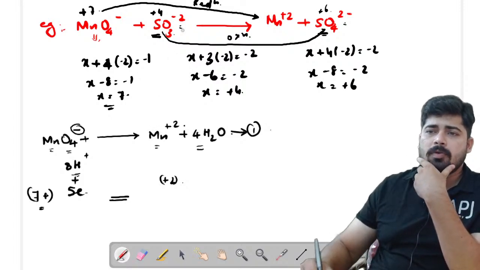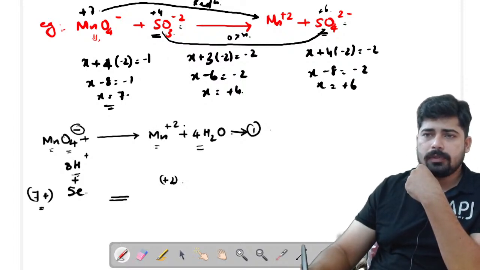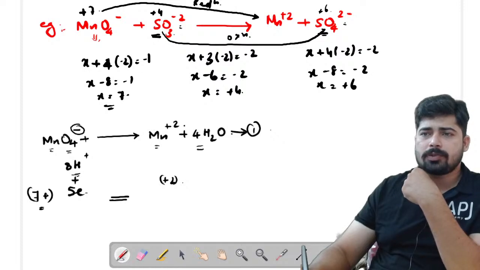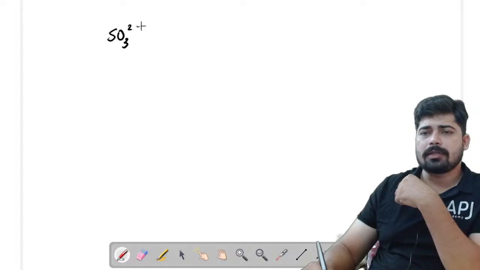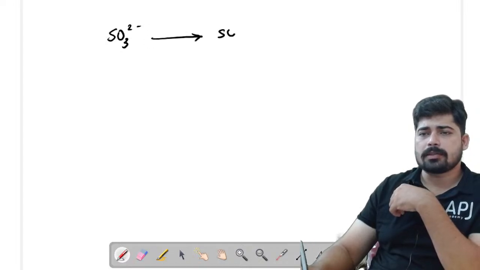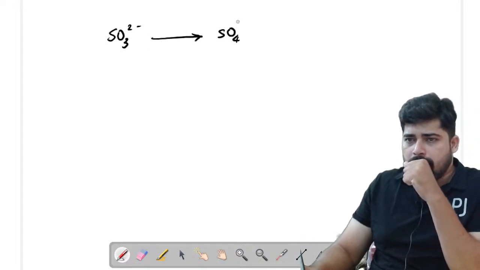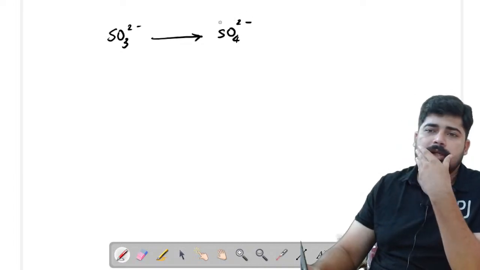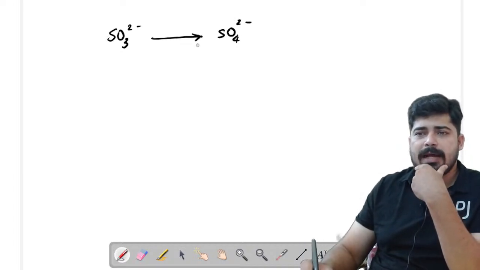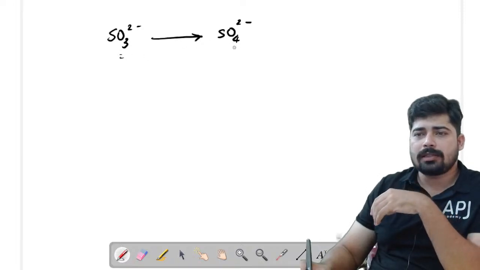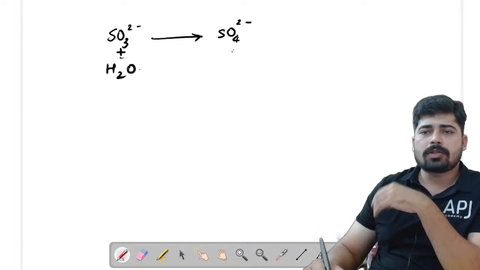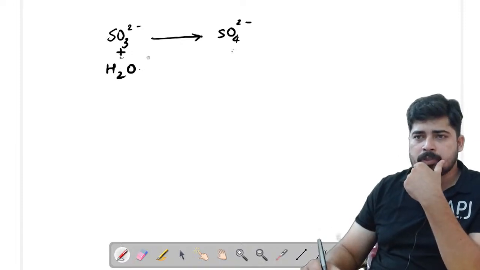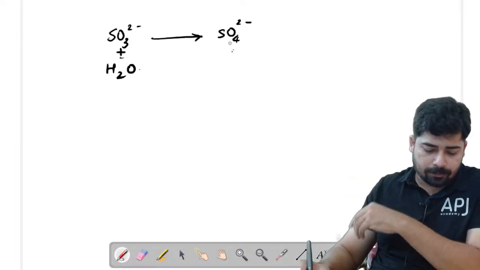Now let's move on to the next one. That is the second one, SO3 2- giving SO4 2-. Here sulfur is balanced, oxygen is not balanced. Here only 3 oxygen, here there are 4 oxygen, so I have to add water molecules over here. Now oxygen is balanced, 4 oxygen in the LHS and 4 oxygen in the RHS.